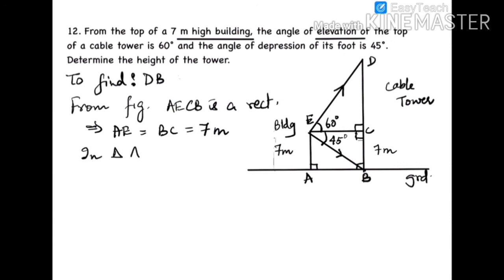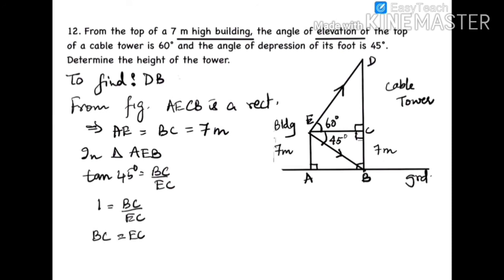So let's start by considering triangle EBC. In this triangle, BC is opposite to 45 degrees and EC is adjacent. So opposite upon adjacent will be tan of 45. So we get tan 45 degrees equal to BC upon EC. Tan 45 is 1. So on cross multiplying, we get BC equal to EC. But we know that BC is equal to 7 meters. So this implies that EC will be 7 meters.